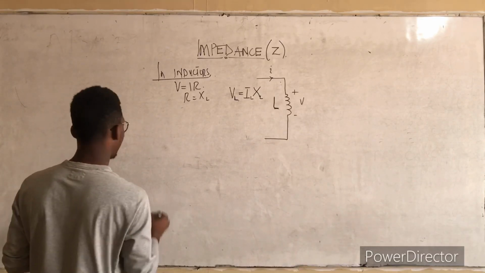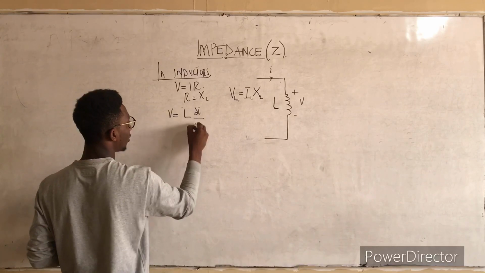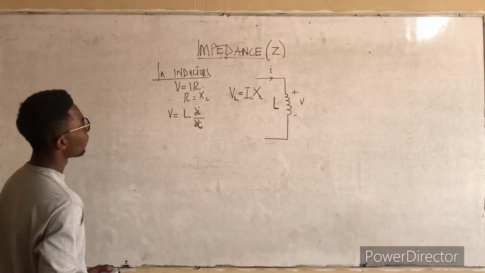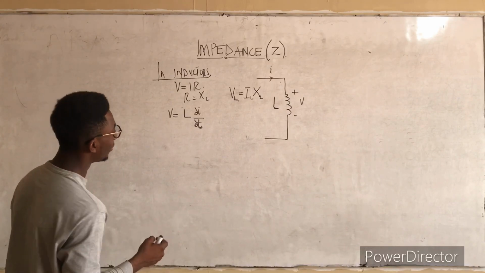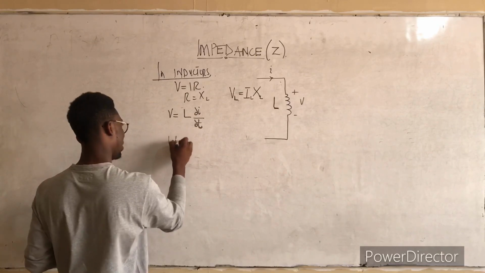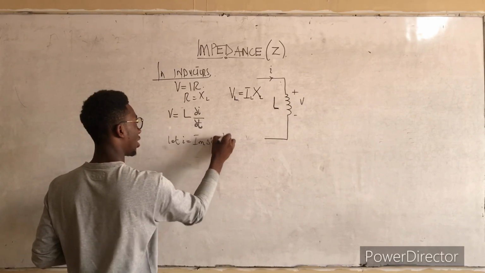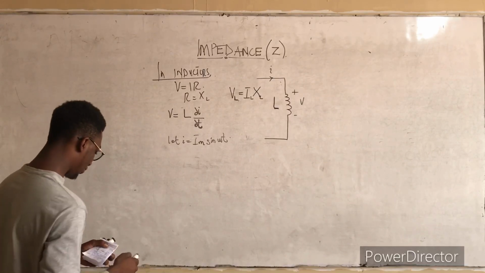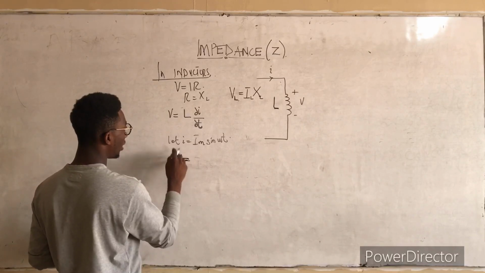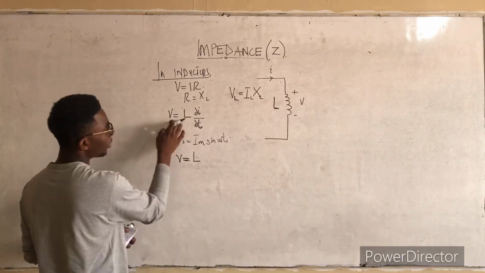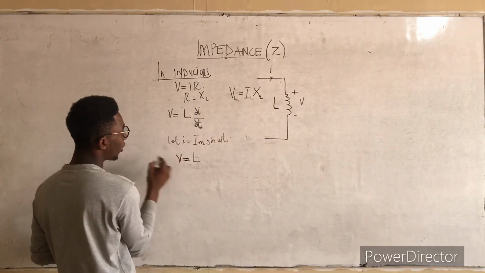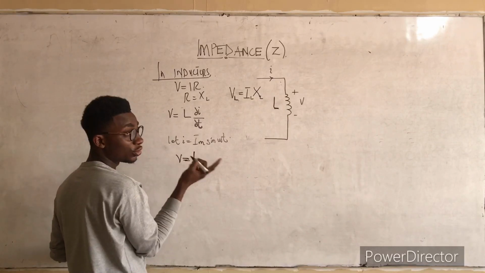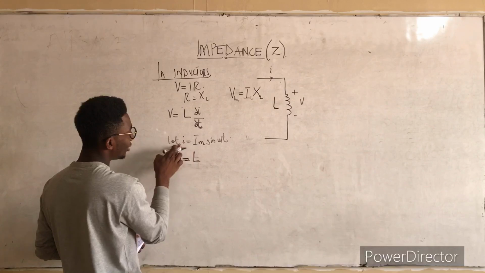Okay. Now what happens is that V is L di over dt. So if V is L di over dt, then we have a relation that if you let I be equal to Im sine omega t, then our V now becomes L di over dt. So V is equal to the inductance multiplying the derivative of the current with respect to time.